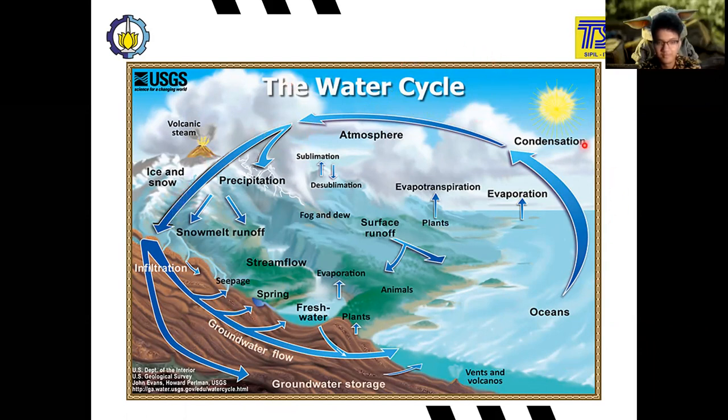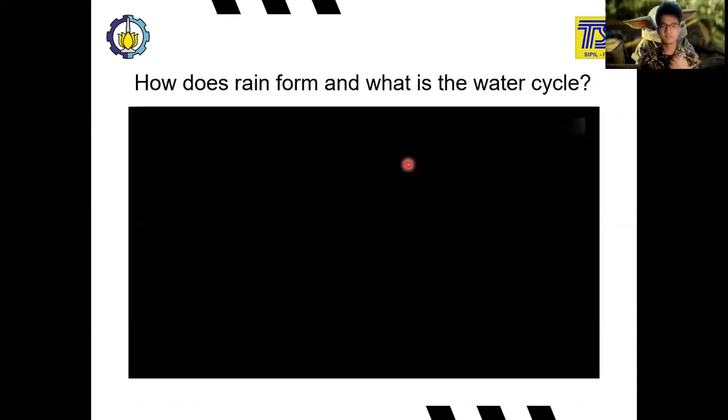That's why it becomes the water cycle, because the cycle is continuous. It's going round and round, and it doesn't stop. After all, if there is still water, there is still a water cycle going on. And if my description is not clear enough, we can watch the video about how rain forms and what the water cycle is.